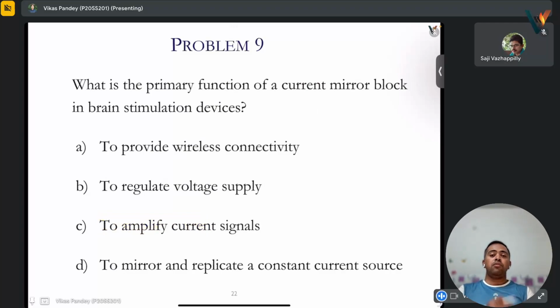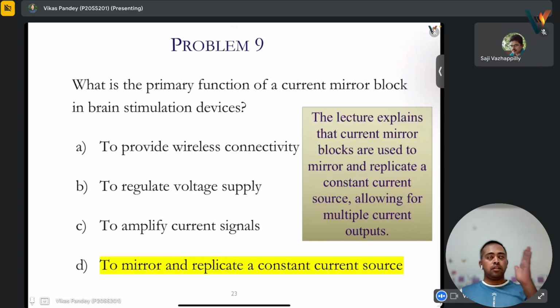What is the primary function of a current mirror block in brain stimulating device? To provide wireless connectivity, to regulate voltage supply, to amplify current signal, to mirror and replicate a constant current source. To mirror and replicate a constant current source. Since we want the constant source, and thus we are able to get multiple current outputs, same current at multiple places wherever we need.